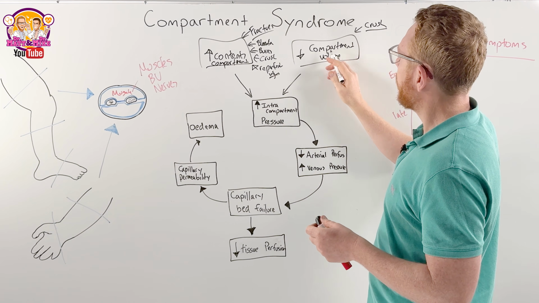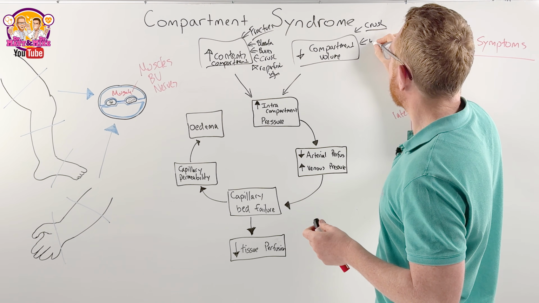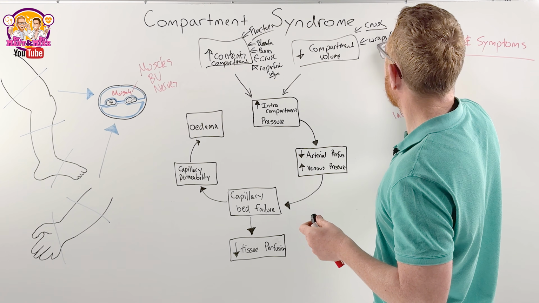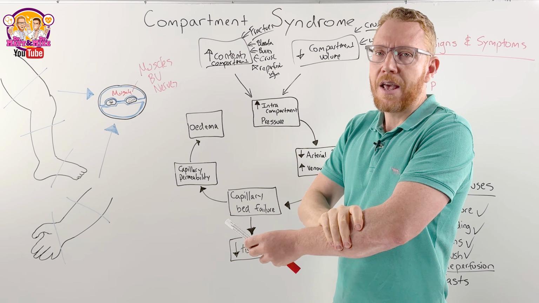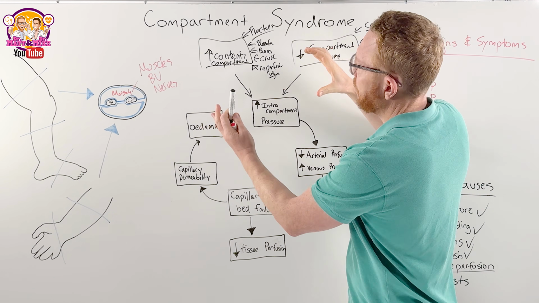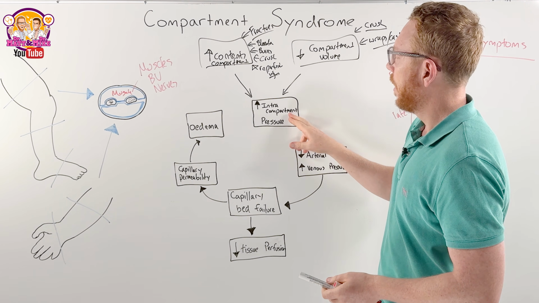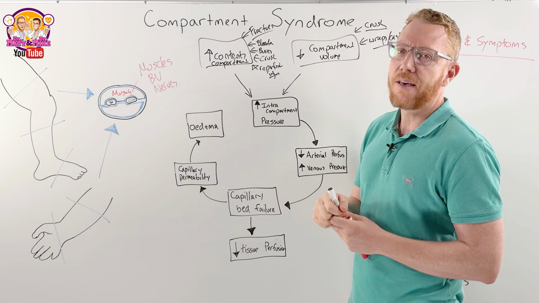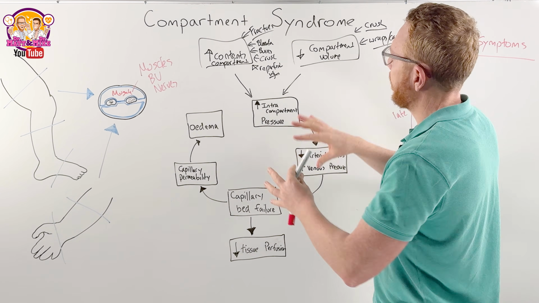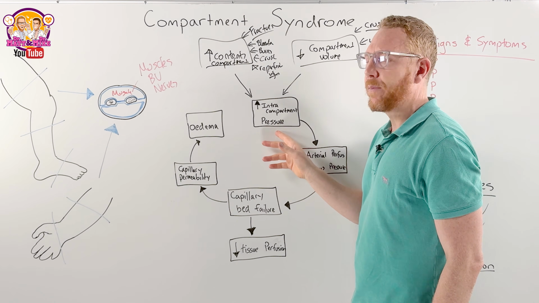Coming across here, the most common cause of a decrease in compartment volume is wraps or casts. So if a person fractured a bone and then had a very tight cast in that area, that restricts the size of the compartment. That can lead to increased intra-compartment pressure. And so this is kind of the starting point of how the pathophysiology starts to manifest. Here are the causes. Then we go to the intra-compartment pressure.